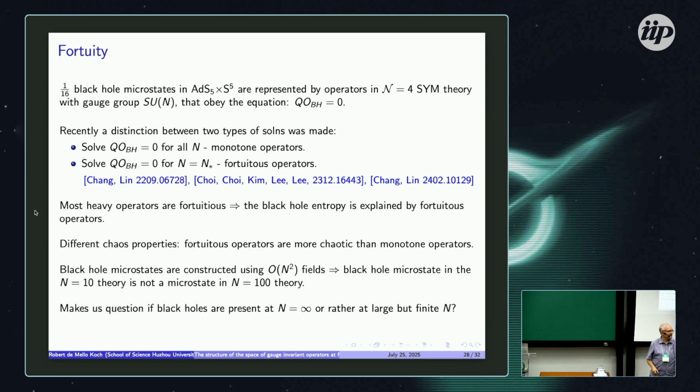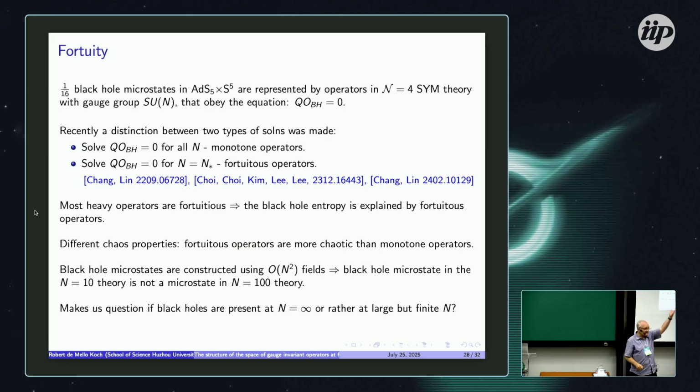And that's why it's only valid at one value of n. So these fortuitous operators are very tied to the trace relations. The second equation, the one for fortuitous operators, is a lot less strict than the monotone operators. In this case, you're imposing an infinite number of equations. Q on O must be equal to 0 for all n. For the fortuitous operators, Q on O has to be equal to 0 for one value of n.